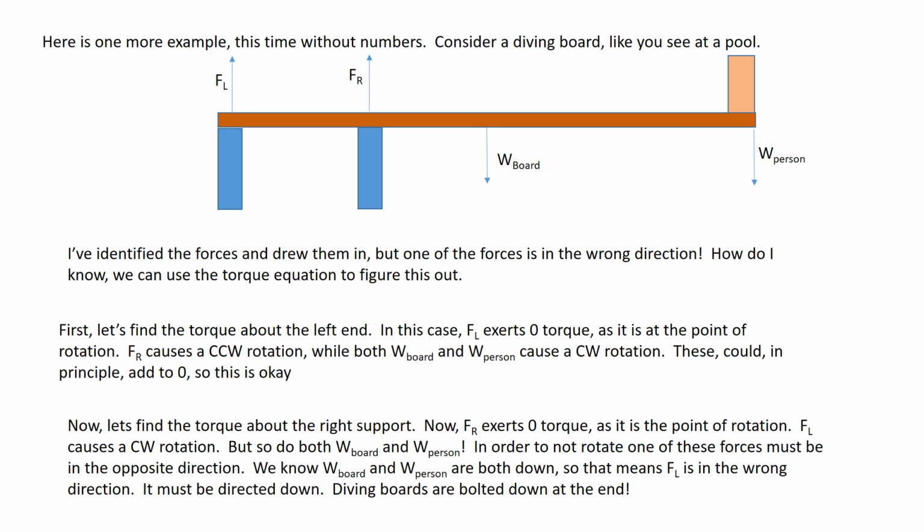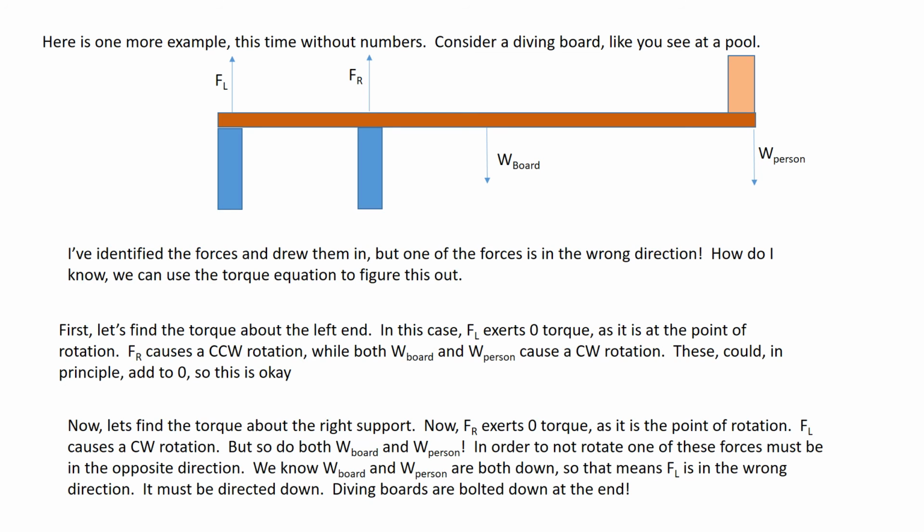But now how about the right support? Let's find the torque about the right support. Now F sub R exerts zero torque as it's at the point of rotation. F sub L causes a clockwise rotation, but so do both W board and W person. In order to not rotate, one of these forces must be in the opposite direction.